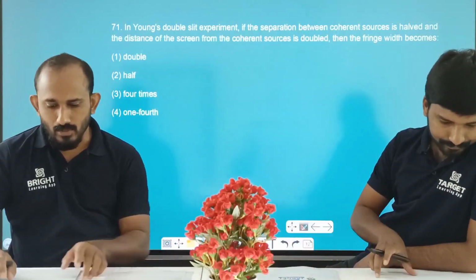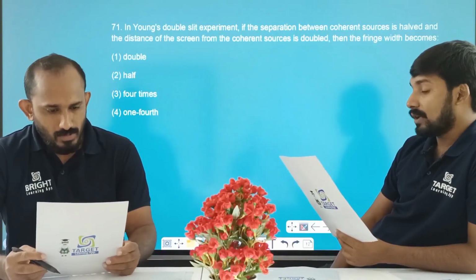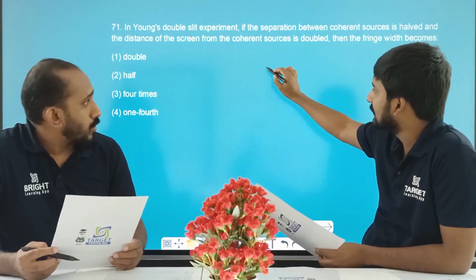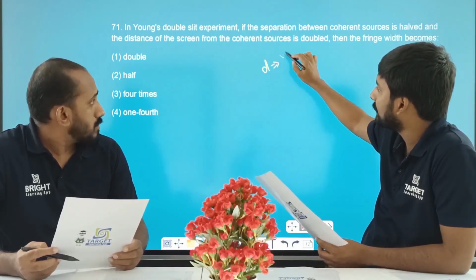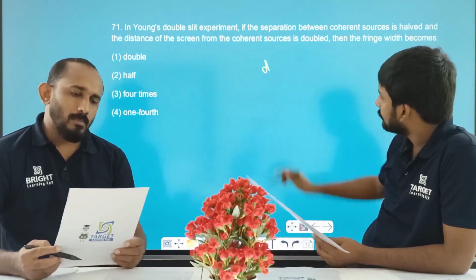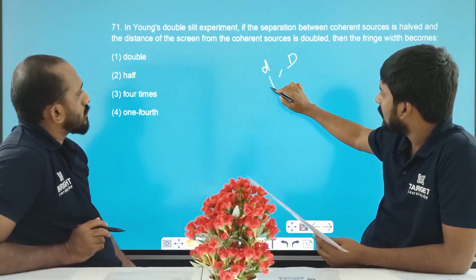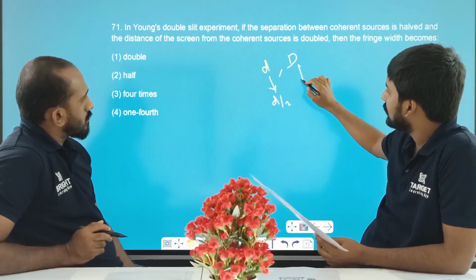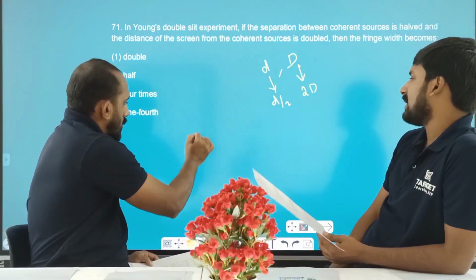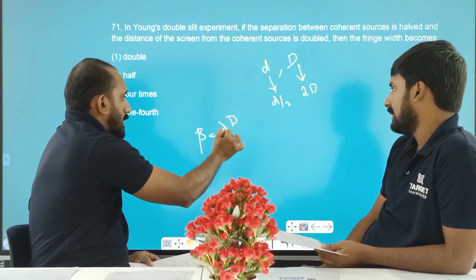71, we can move to the next question. That is from wave optics. In Young's double slit experiment, the separation between coherent sources, which we take as small d, is halved. The distance of the screen from the coherent sources, capital D, is doubled. Now we have the equation beta is equal to lambda D by small d.